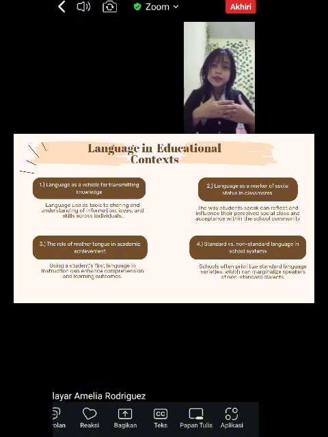Third, the mother tongue may play a significant role in academic achievement. When students are taught in their first language, they tend to understand better and perform well academically. And schools can promote standard language.